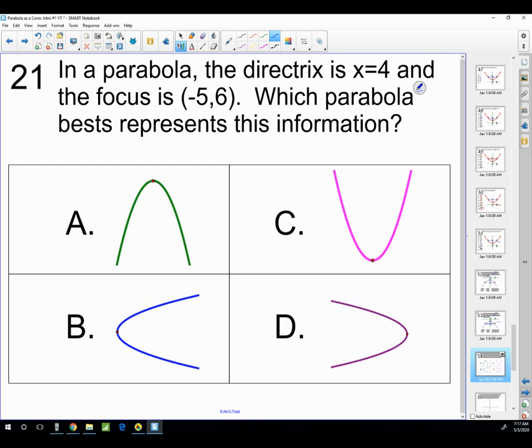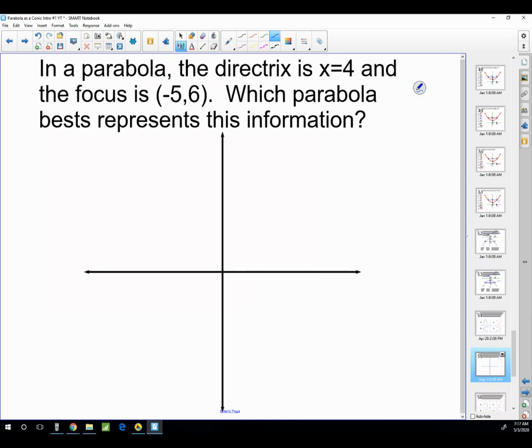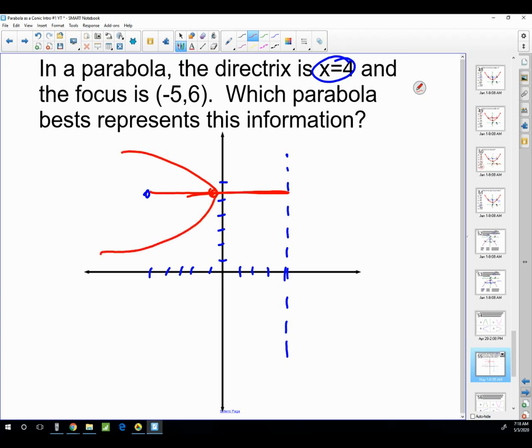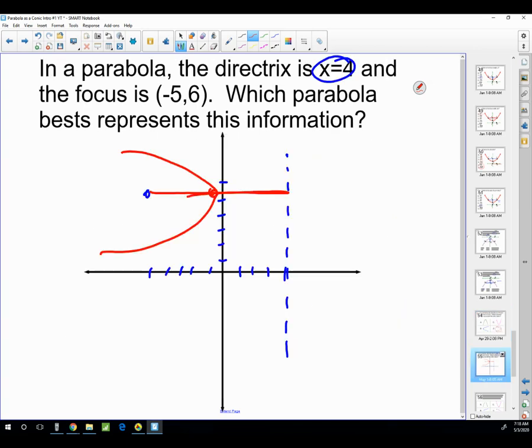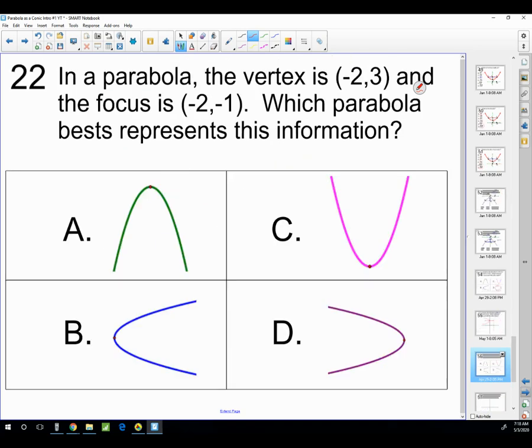Let's draw it. All right, the directrix is x equals 4, 1, 2, 3, 4, and that gives us a vertical line. That means we have to have a horizontal parabola, and the focus is negative 5, 6, 1, 2, 3, 4, 5, 2, 3, 4, 5, 6. And the vertex would be halfway between there, so it'd be somewhere in there, and it would have to open up that way. And so if we go back to this problem, it was choice D. These are fun, and then we'll actually come up with the coordinates of the vertex and the focus and all that later.